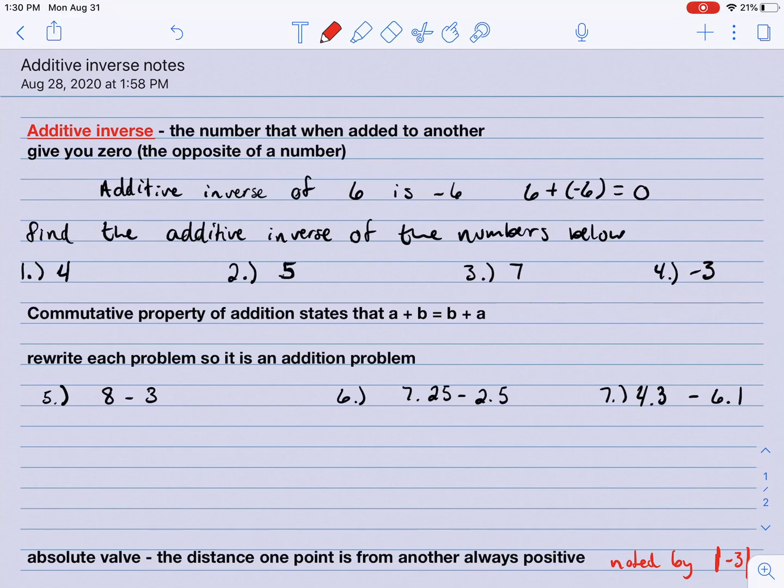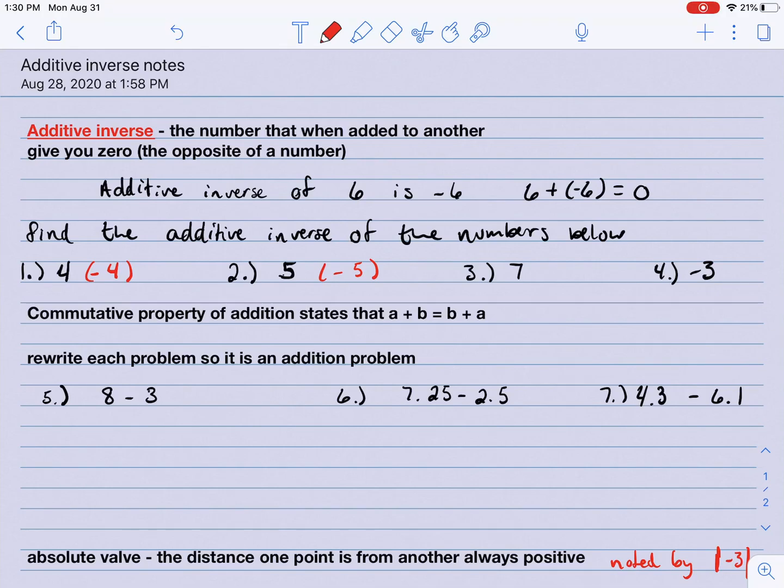So the additive inverse of 6 is negative 6, because 6 plus a negative 6 would give you 0. Or if you have 6 and you take away 6, you're left with nothing. So real quick, just find the additive inverse of the numbers below. So the opposite of 4 is going to be negative 4. Okay, the opposite of 5 is going to be negative 5.